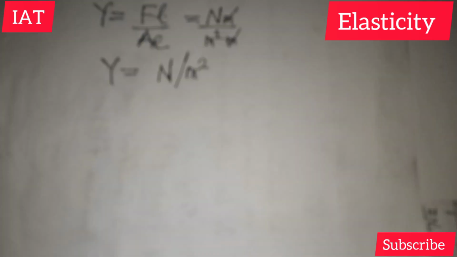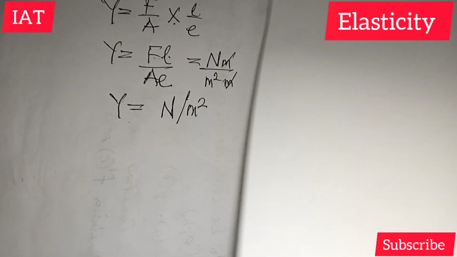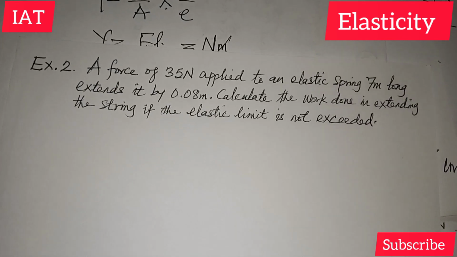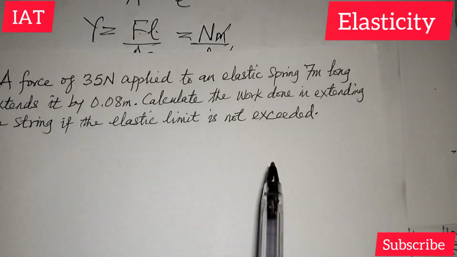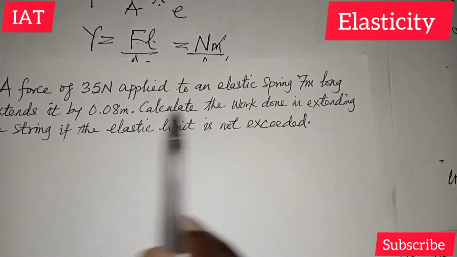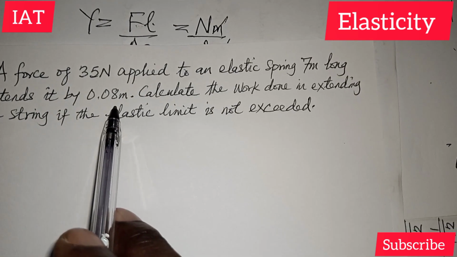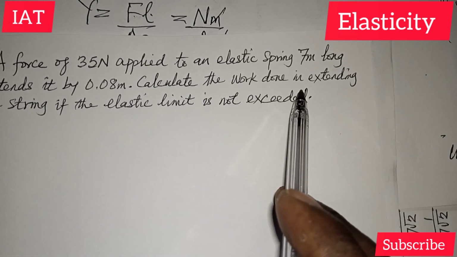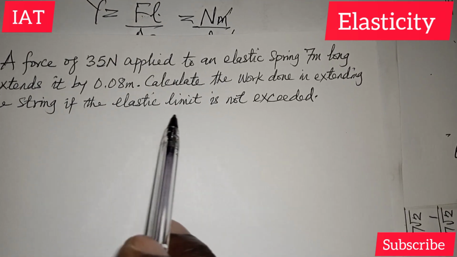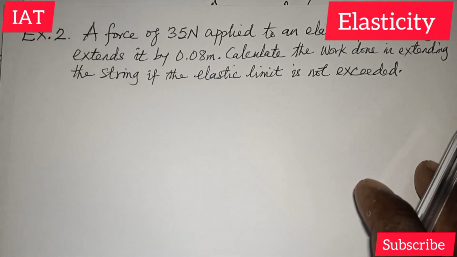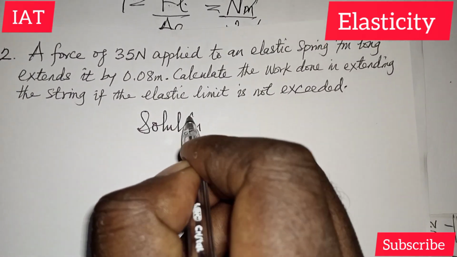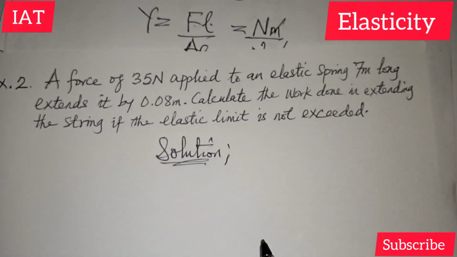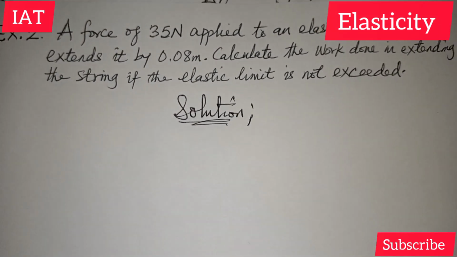So let's see another problem that also talks about elasticity. Here in this problem, a force of 35 Newton applied to an elastic spring 7 meters long extends it by 0.08 meters. Calculate the work done in extending the spring if the elastic limit is not exceeded. That will also make me introduce the work done by an elastic material. I think that skipped my memory, but with this problem I will be able to introduce that to you.